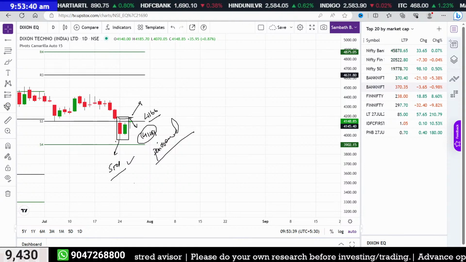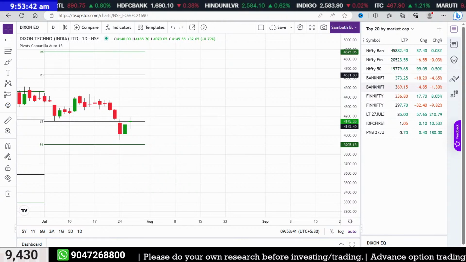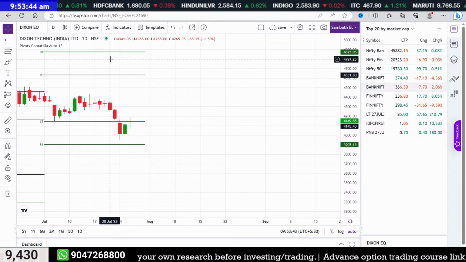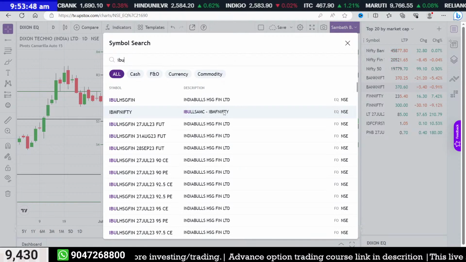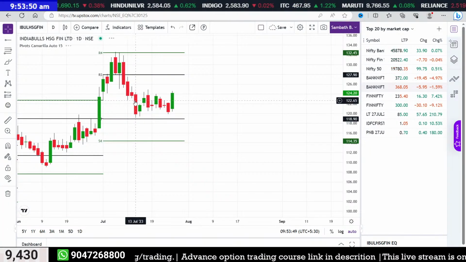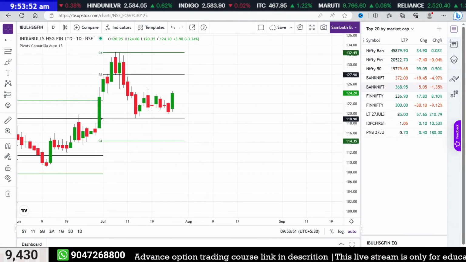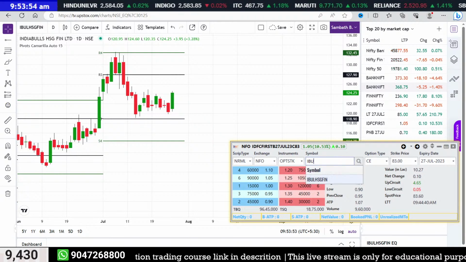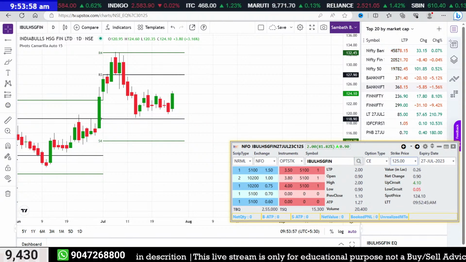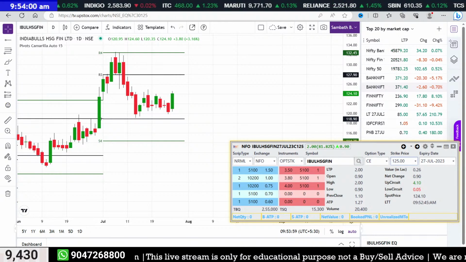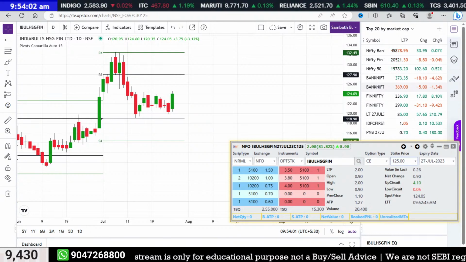IBUL is not a liquid one, sir. Simply ignore that particular stock IBUL. Why? Because of IBUL we are not tracking, it was always a liquidity issue. Okay, so look at this IBUL 124. If I'm going for an IBUL 125 call option, look at the buyer and seller, even though it is so near to the OTM.